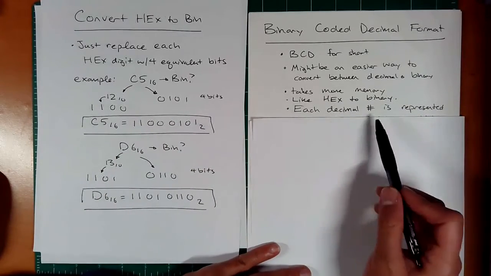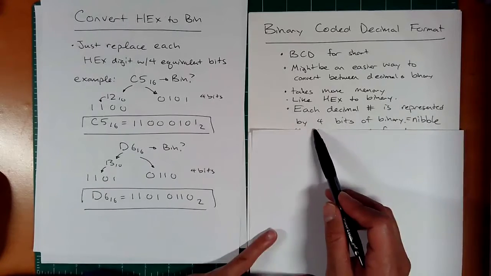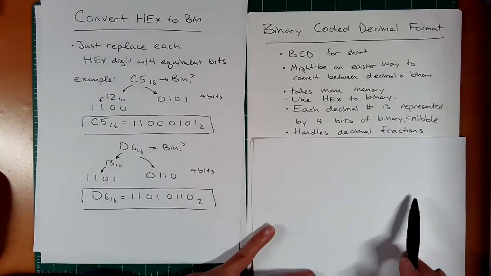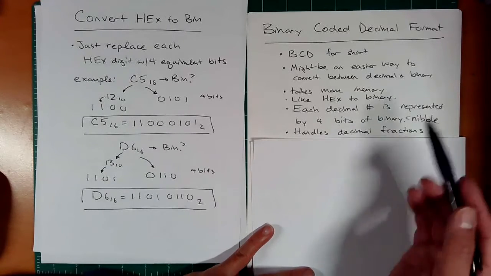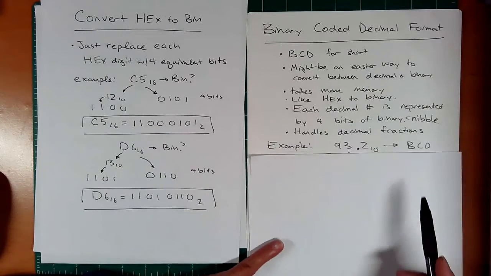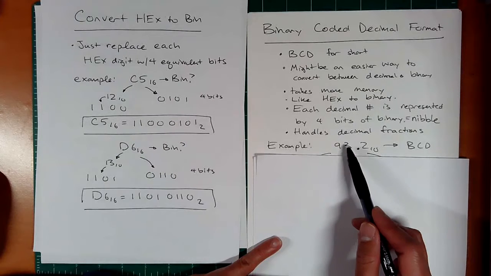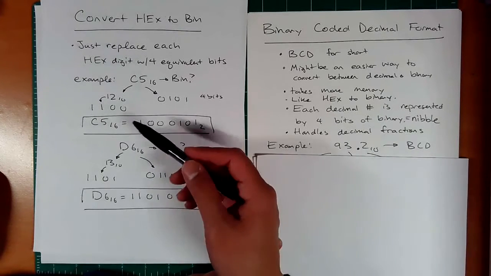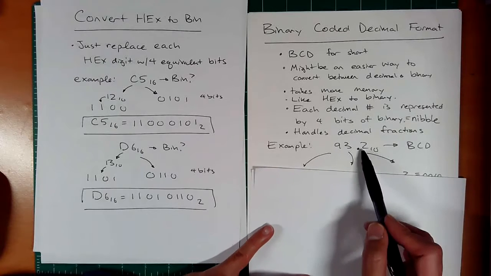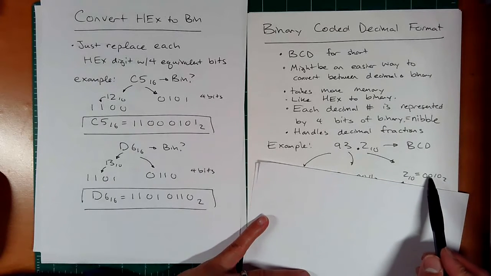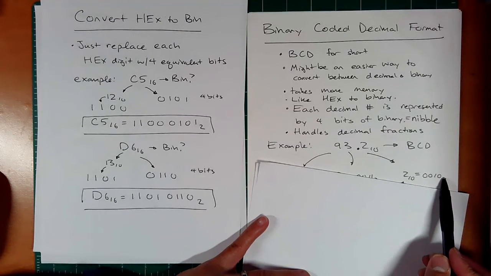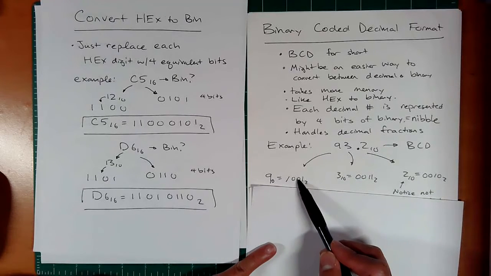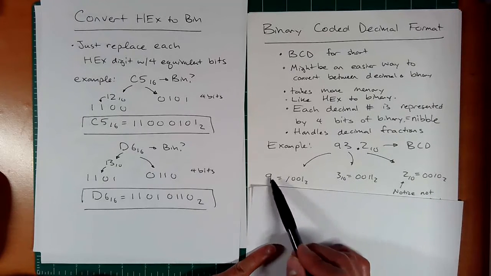And it's going to be very similar to how we did hex to binary. Now, what this is, each decimal number is now going to be represented by 4 bits, which we know is a nibble, right? And it's going to also handle decimal fractions as long as you know where the radix point or the decimal point is. And so, for example, 93.2 base 10 converted to binary coded decimal, you're going to play the same game as you did here. So the 2 is just going to be 0010, because that's the binary equivalent. 3 is going to be 0011, good. And 9 is going to be 1001. 1's place, 8's place, 8 plus 1 is 9.